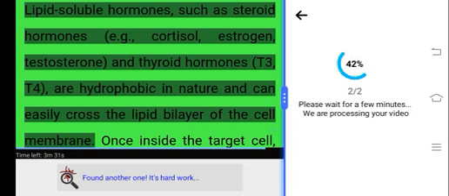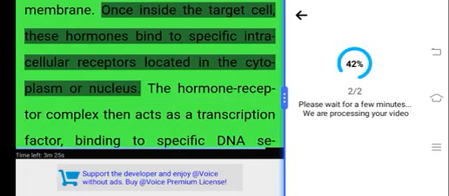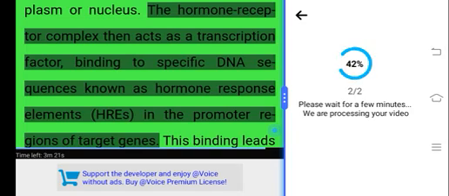Lipid-soluble hormones, such as steroid hormones, e.g., cortisol, estrogen, testosterone, and thyroid hormones T3, T4, are hydrophobic in nature and can easily cross the lipid bilayer of the cell membrane. Once inside the target cell, these hormones bind to specific intracellular receptors located in the cytoplasm or nucleus. The hormone-receptor complex then acts as a transcription factor, binding to specific DNA sequences known as hormone response elements (HREs) in the promoter regions of target genes.